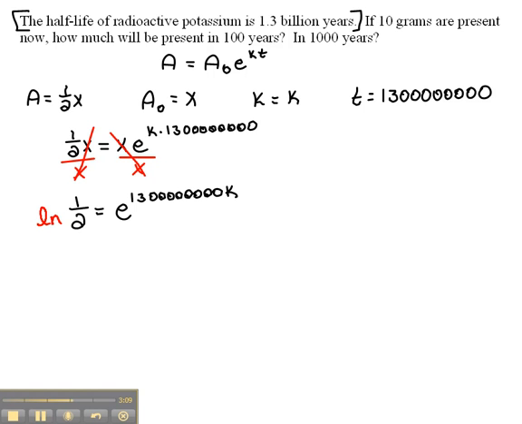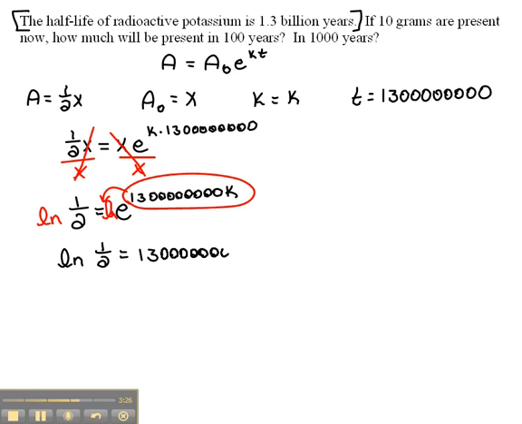Now we can take the natural log of both sides, which will allow us to bring that exponent down in front. So we have the natural log of 1/2 equals 1,300,000,000 (1, 2, 3, 4, 5, 6, 7, 8 zeros) times k, natural log e. Now the natural log of e is 1, so we don't have to really worry about that. So our proportionality constant is going to be the natural log of 1/2 divided by 1,300,000,000.